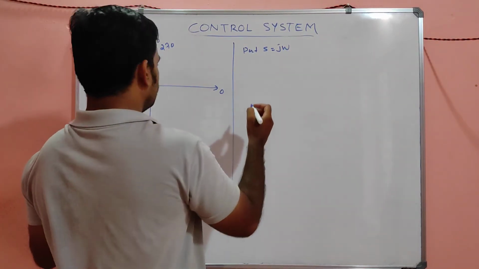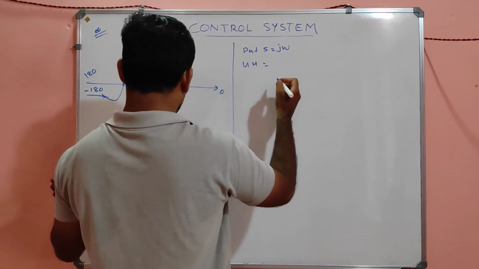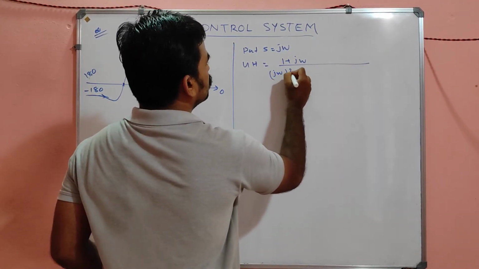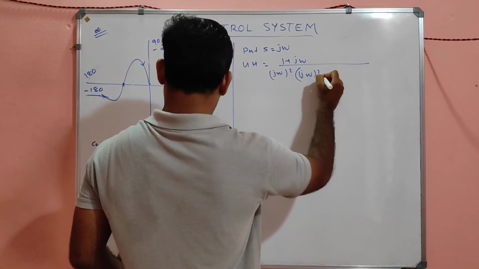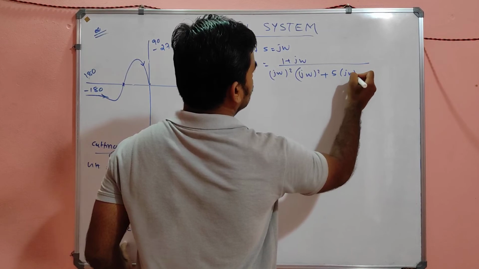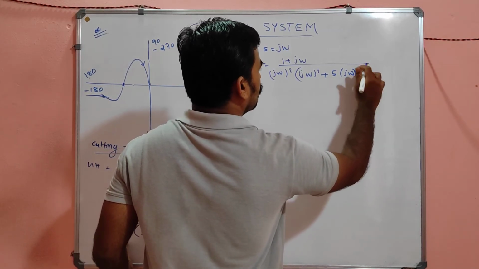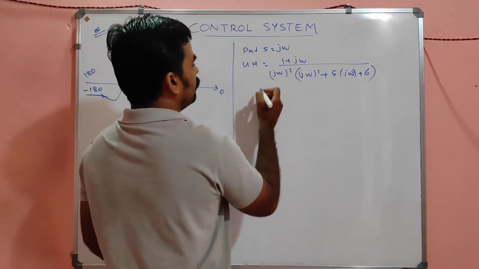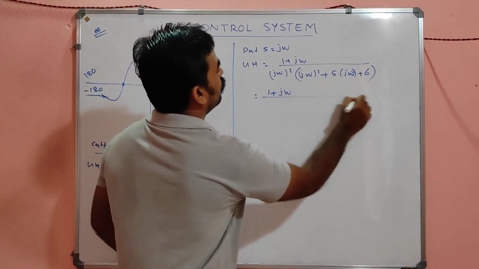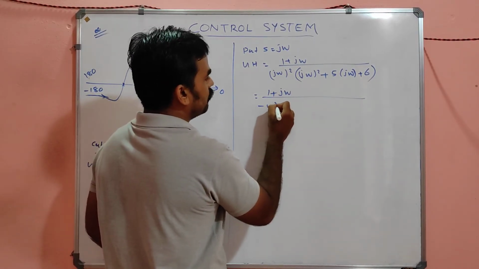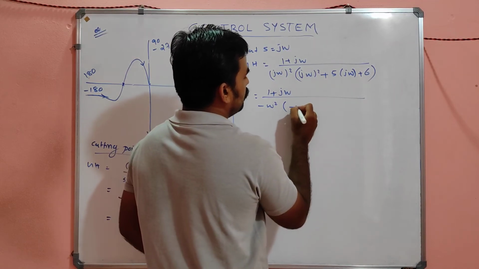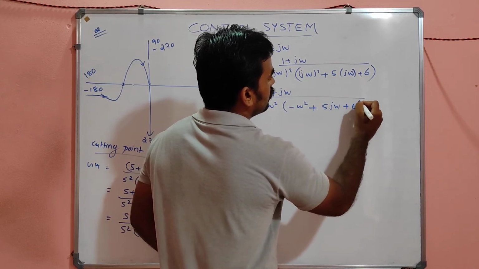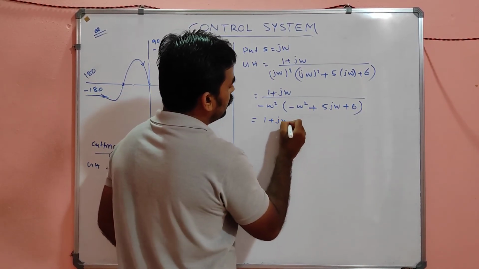Substituting s equal to j omega, GH will be equal to (1 plus j omega) divided by j omega square into (j omega square plus 5 into j omega plus 6). Correct? What is j omega square? Minus omega square. Into j omega square is again minus omega square, because j square equals minus 1. Plus 5 j omega plus 6.